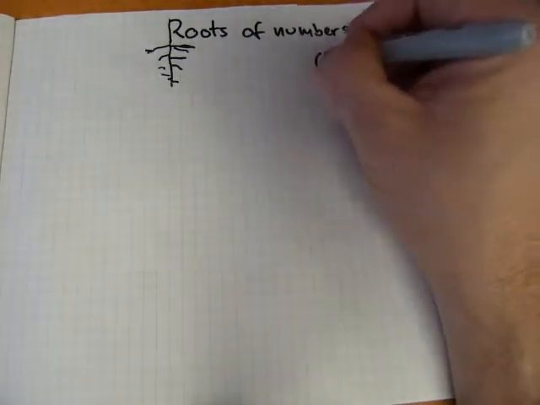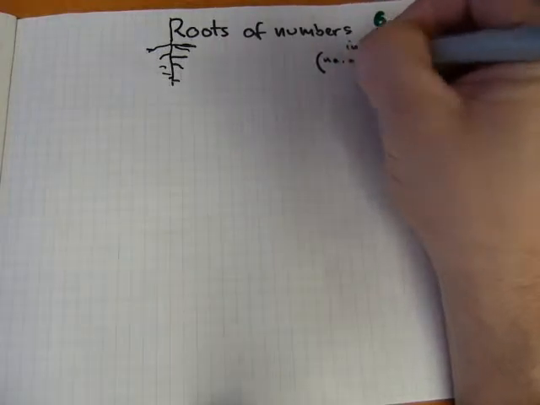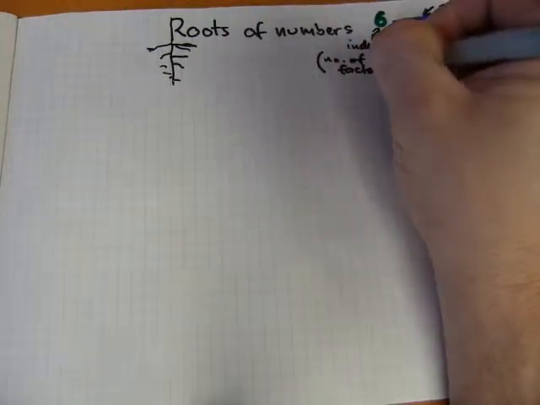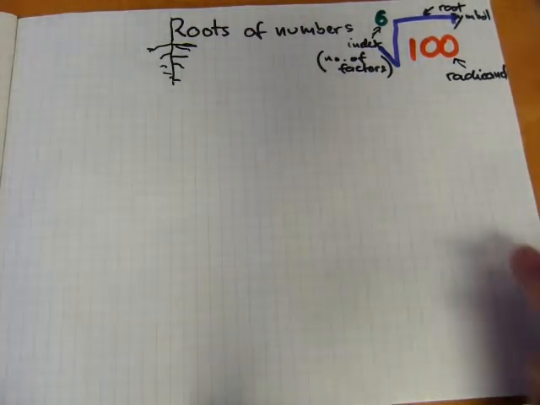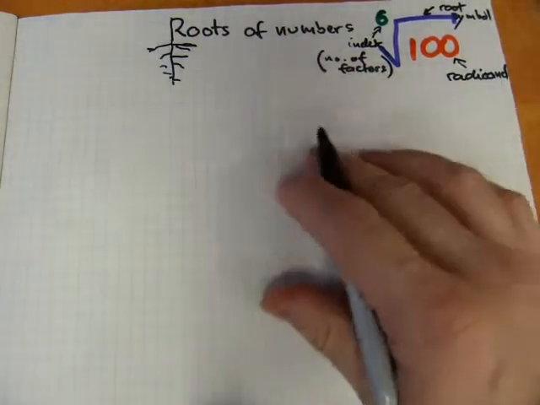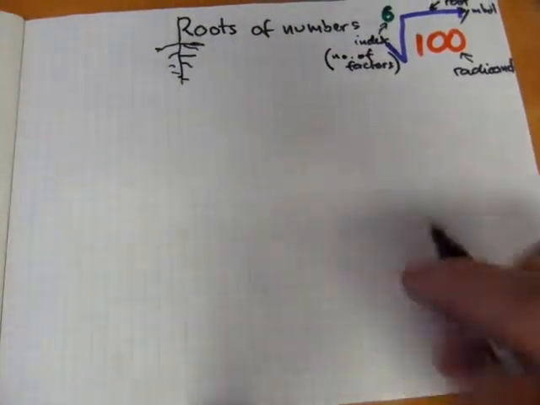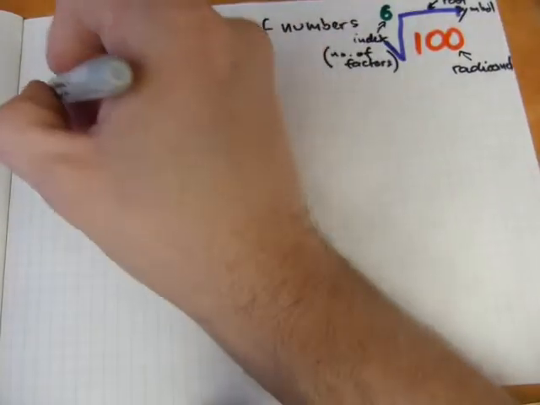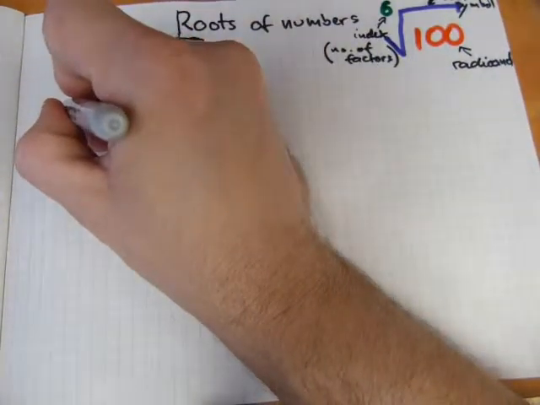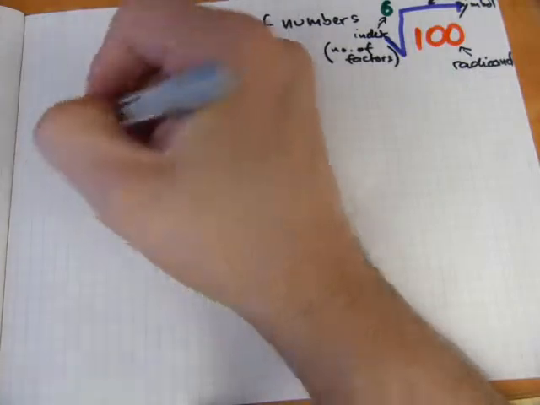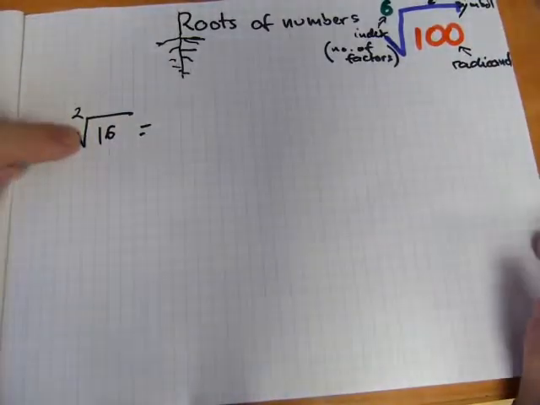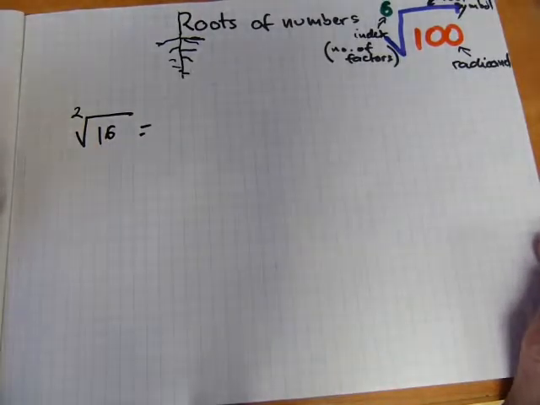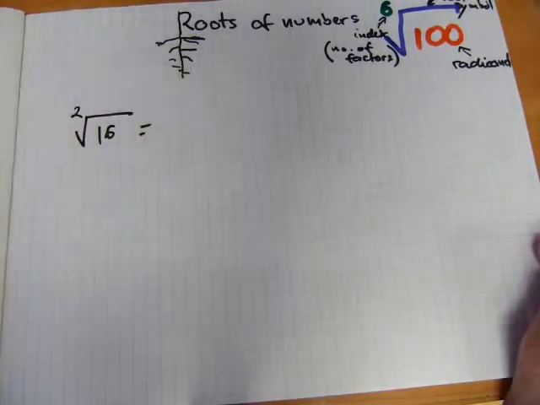So that index number indicates the number of factors to be calculated of the radicand. I'll explain it coming up. Let's take a look at some of these radicals, how they read. Say, how about if I print it here? How about that? This one reads second root of 16, or square root of 16.